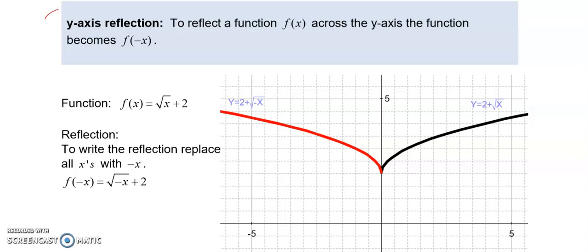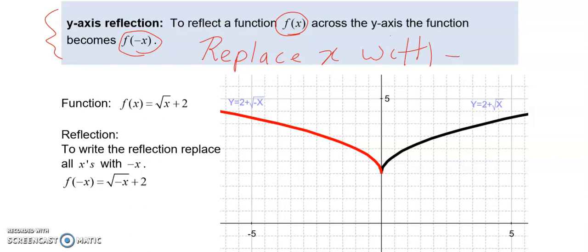If you look again at this box right here, it tells us that to reflect a function f of x across the y-axis, it becomes f of negative x. And the easiest way to think of that is you replace the x with negative x. You do that in your function, and then you simplify your function and see what you end up with.